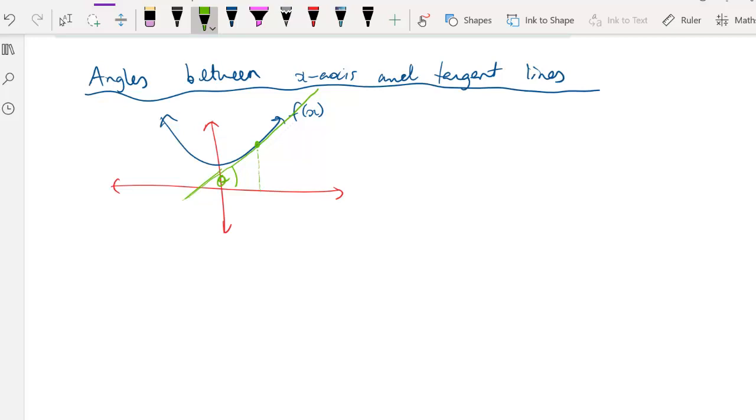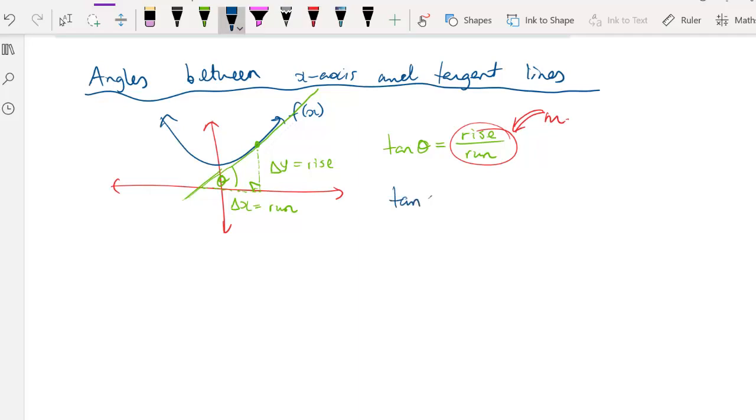Now, really what we're looking at is a scenario here where we have a change in y and a change in x. And I'm hoping that you know that a change in y is just a rise, change in x is a run, and because we know our trigonometry, we can say that tan of that angle will be that rise over run. Now, rise over run is simply a gradient, and that gives us the rule that we're going to work with. We're going to say that tan of the angle will always be equal to the gradient.